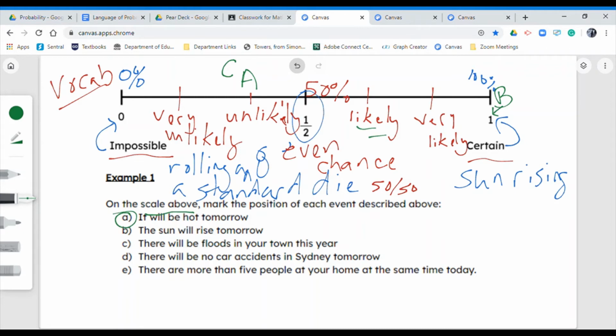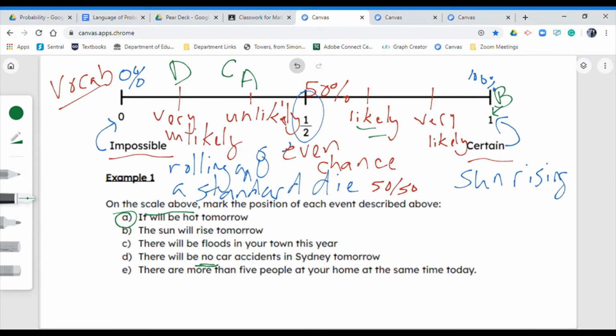D, there will be no car accidents in the city tomorrow. So the first thing to make sure to pay attention to is wording. There will be no car accidents, 0 car accidents, not a single car accident will happen in the city tomorrow. From what I've been led to believe, there are a number of car accidents that happen in the city tomorrow. So I'm going to say it's very unlikely that there will be no car accidents in Sydney tomorrow. I would wager that there's a good chance there will be a car accident or 2 in Sydney tomorrow.